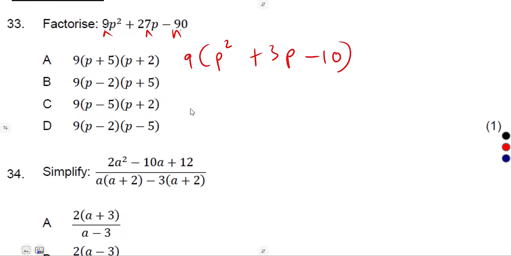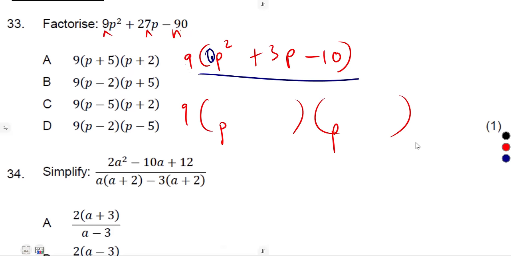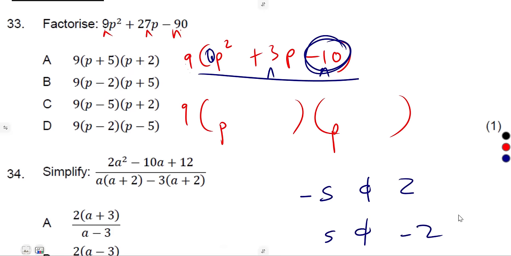So I'm going to look for the two factors here because I'm having this trinomial with a 1 there. So you have two brackets, the p here and the p, with factors of negative 10 which will add up to 3. Already I have a hint. There's a 5 and a 2, but to get a negative 10, one has to be negative. So it can be negative 5 or it can be 5 and negative 2. Already there's a hint in your answers. Don't waste time. So which one now?